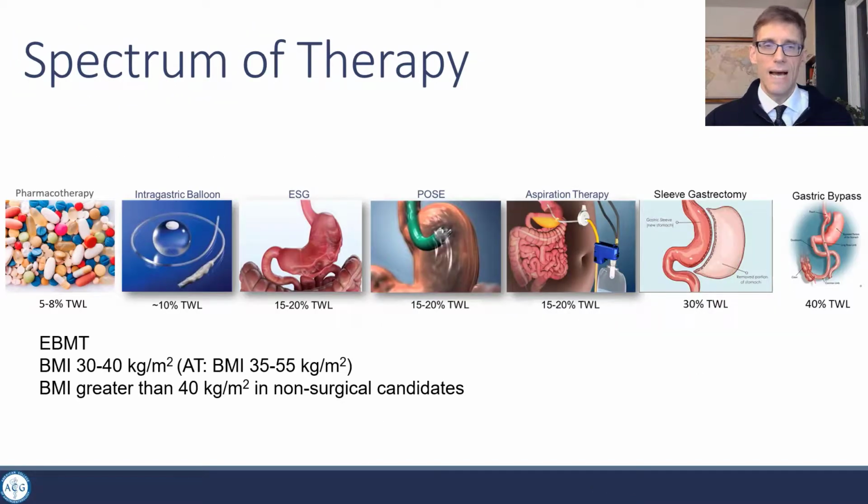This slide highlights the rather full spectrum of therapy we can now offer our patients, with pharmacotherapy yielding a roughly 5 to 8% total weight loss, balloons at roughly 10% total weight loss, suturing and plication at 15 to 20%, aspiration therapy for those higher BMIs up to 20% total weight loss, and sleeve gastrectomy and gastric bypass at the top there.